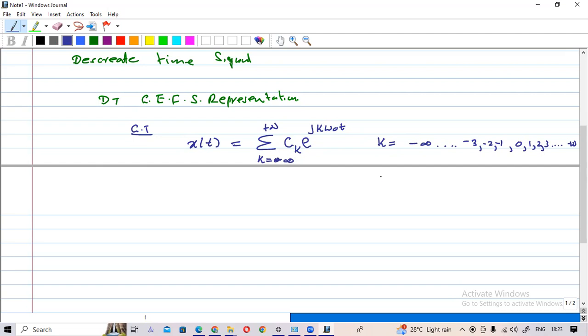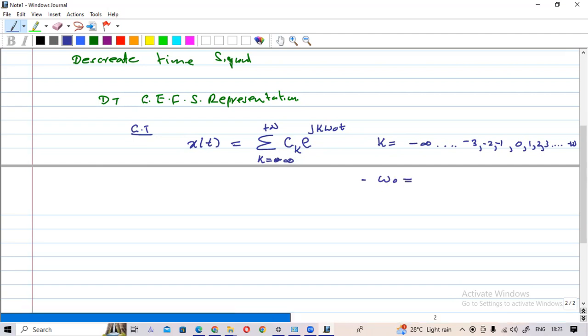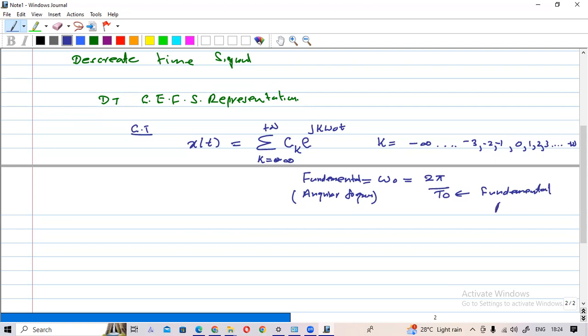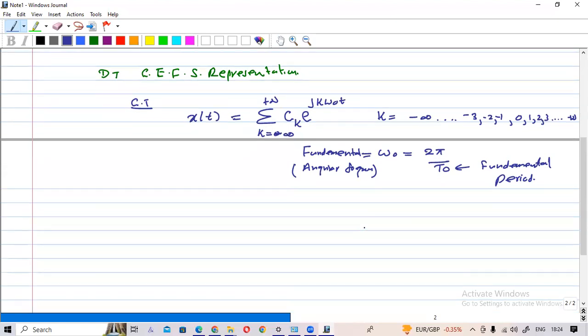And this omega naught we call the fundamental frequency. Actually, here this is the angular frequency, omega naught, which is equal to 2 pi by T naught. This T naught is the fundamental period. So we can represent it like this.